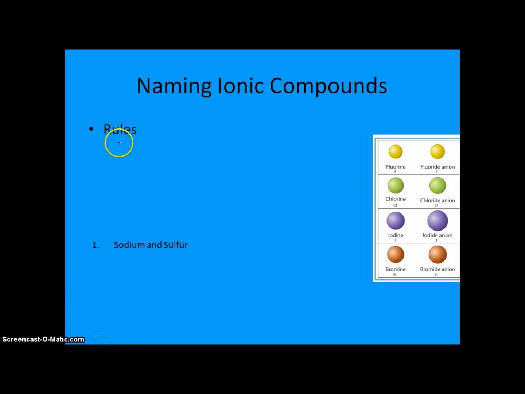So the first one, just like when we're writing the formula, the cation goes first. And you always just write out the name. And you don't have to change anything, so you don't have to put any kind of number with it. It's just sodium. So this one literally is already written out. So let's go ahead and put this one in the formula so we have an example to do.